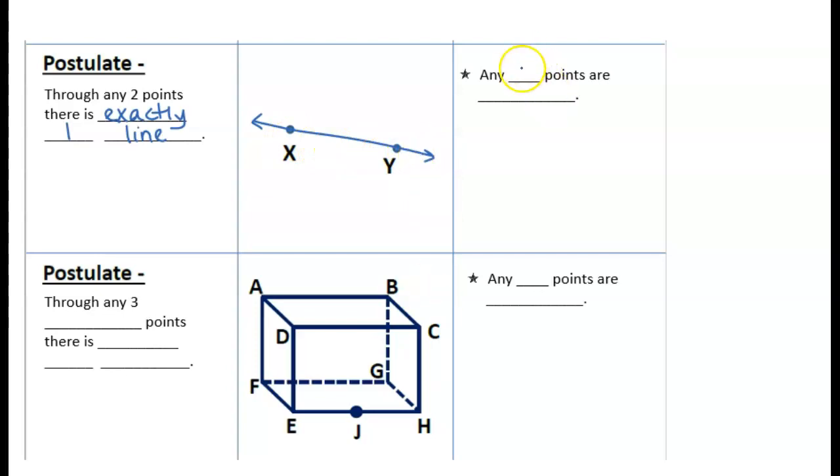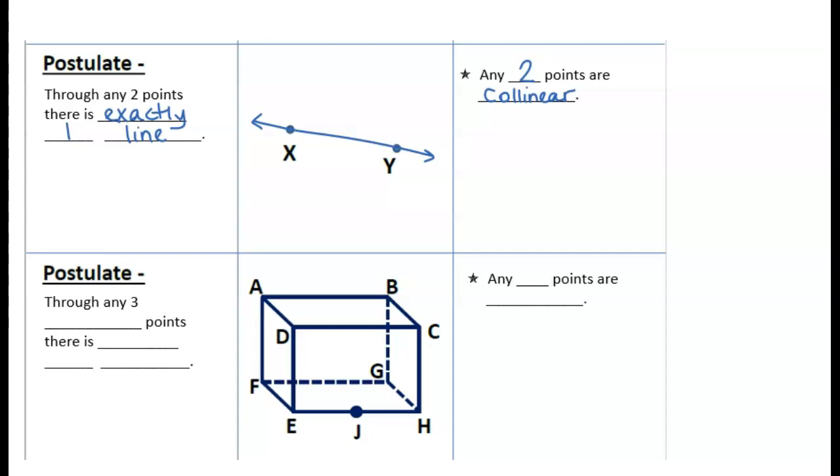So any 2 points, and we referenced this at the beginning, any 2 points have exactly one line going through them, so any 2 points are collinear, meaning they have a line going through them. So this is kind of a postulate that seems like, why in the world do we talk about this? But it needs to be mentioned. Through any 2 points, there's exactly one line.